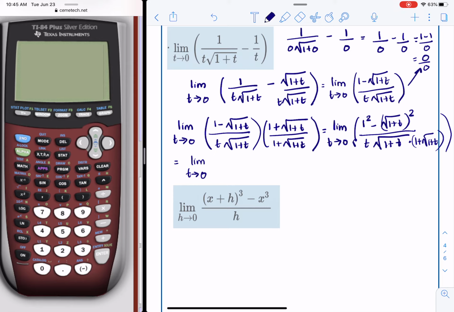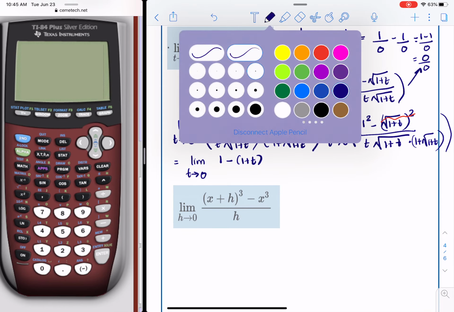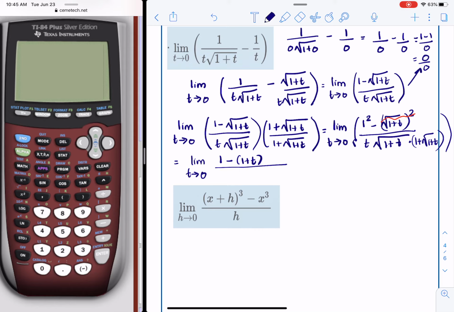So limit t approaches 0, we have 1 minus 1 plus t, because the root and the square would get cancelled, so those two would just go away. And we divide that by t times square root of 1 plus t, multiplied by 1 plus square root of 1 plus t. So the numerator, as I mentioned, would simply reduce to negative t. So we'll just go ahead and change that. If we distribute, that will become negative t.